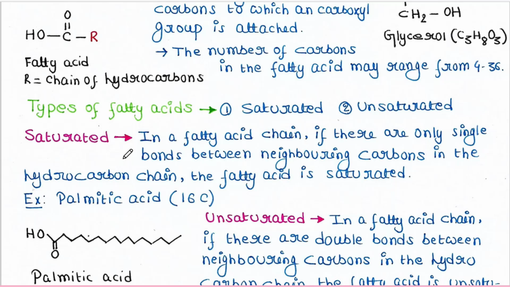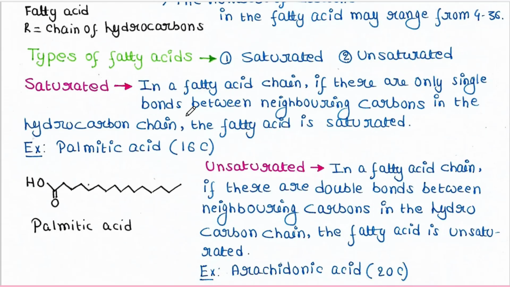Saturated fatty acids. In a fatty acid chain, if there are only single bonds between neighboring carbons in the hydrocarbon chain, the fatty acid is saturated. Just like this. This is the palmitic acid. It has 16 carbons. Here you will not get any double bond between 2 carbons.